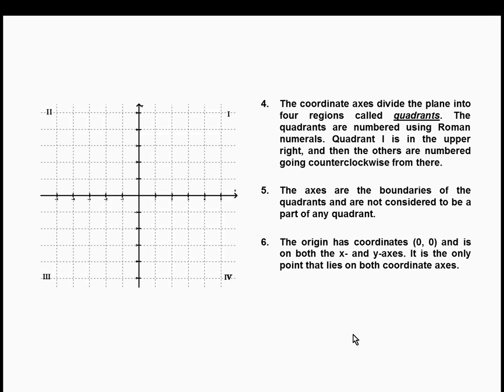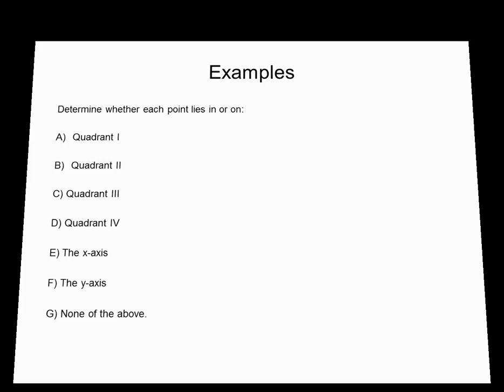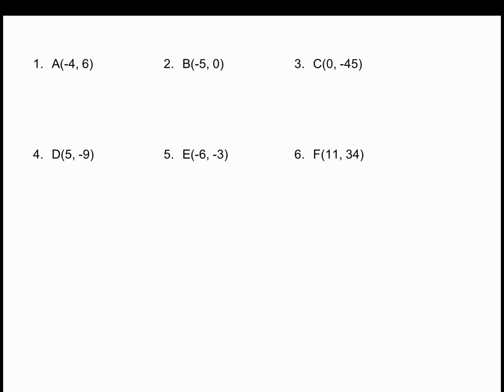Let's try some examples. The examples we're going to look at are kind of like graphing without graphing. Determine whether each point lies in or on quadrant 1, quadrant 2, quadrant 3, quadrant 4, x-axis, y-axis, or none of the above. Okay, so this is multiple choice. Here are our points. And remember, the quadrants, you start at the top right and then go counterclockwise.